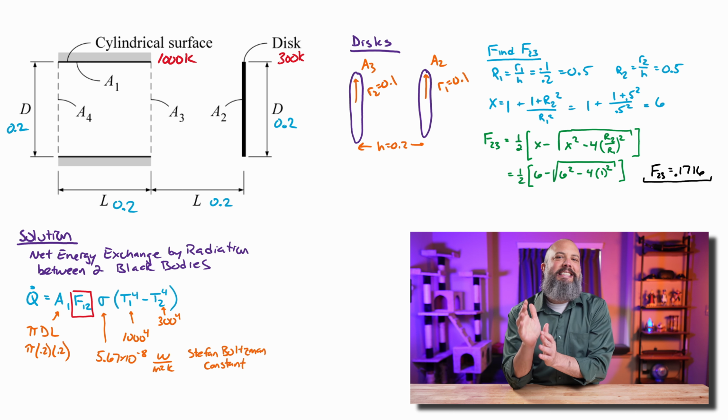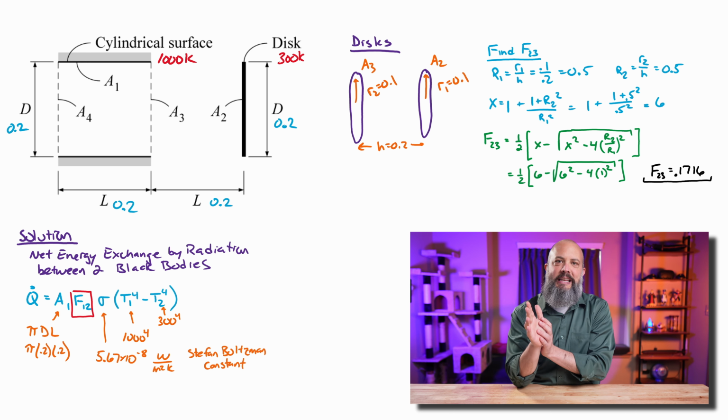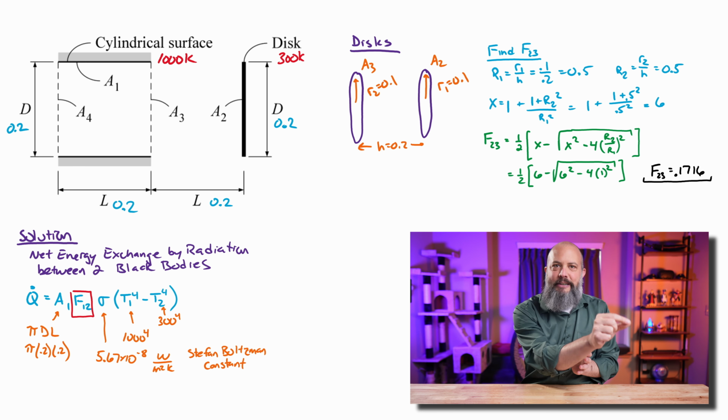So 17% of radiation emitted by the disk will enter the pipe.